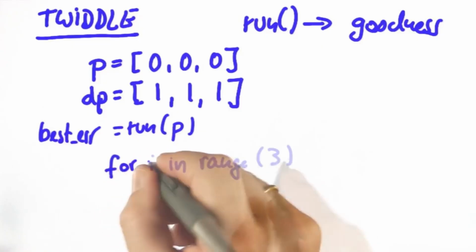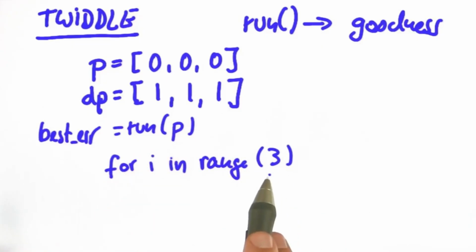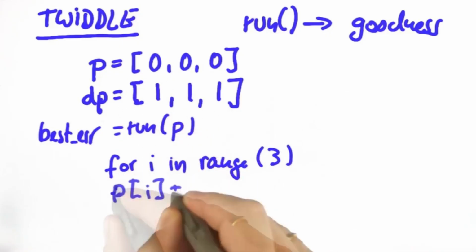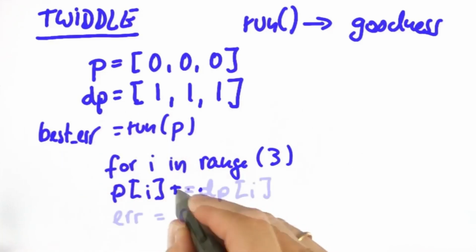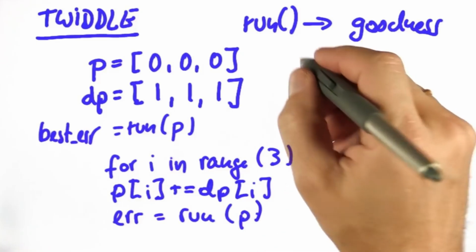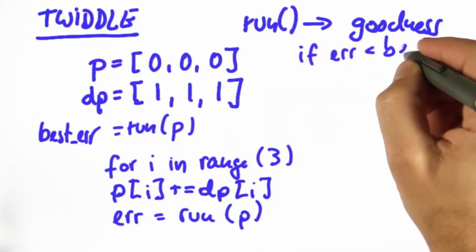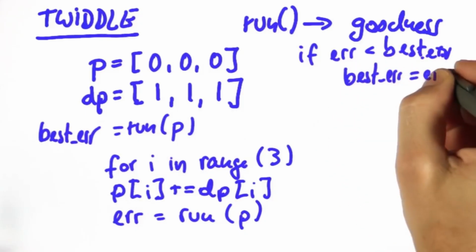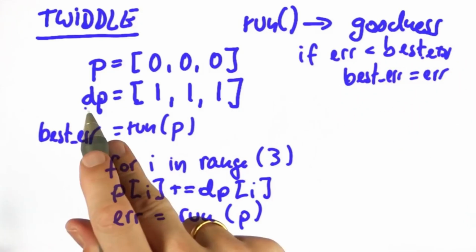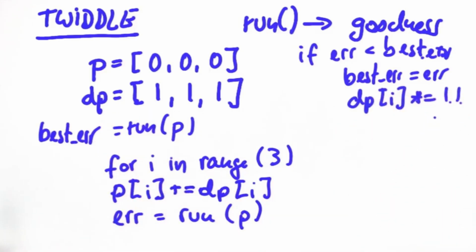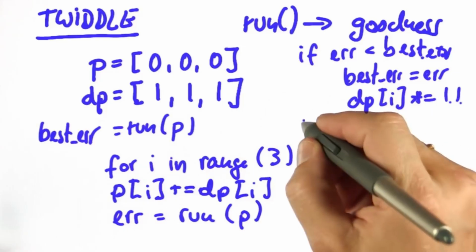We sequentially go through these parameters. Obviously, you shouldn't write 3, you should write len of p. And first we try to increase p by our probing value, and compute a new error for this new modified p. If this new error is better than our best error, then we do 2 things. First, we set best error to error, and we even modify our dp to a slightly larger value by multiplying it with 1.1. Otherwise, we try the other way.